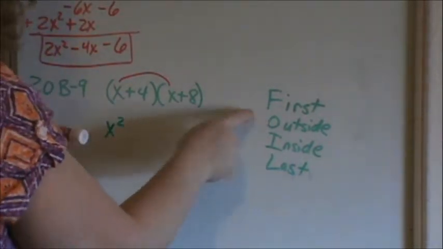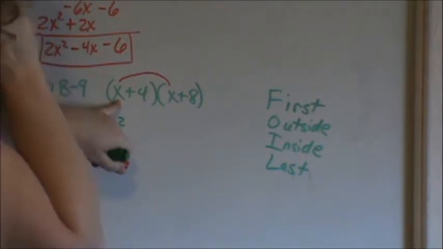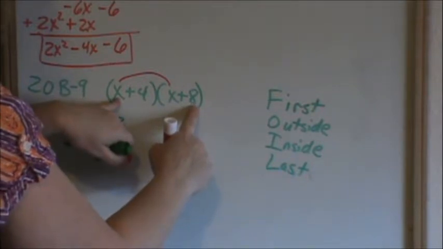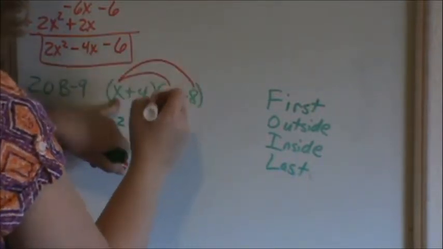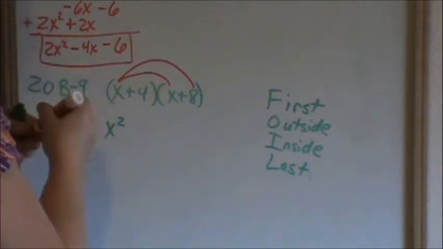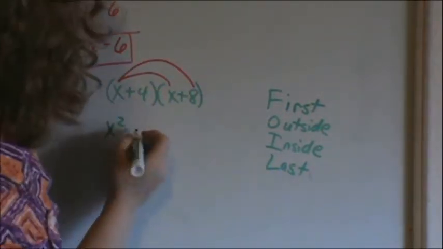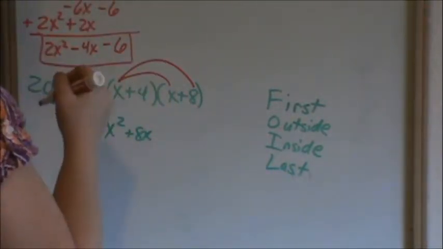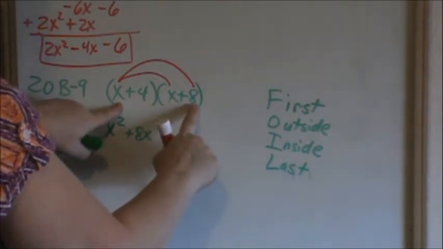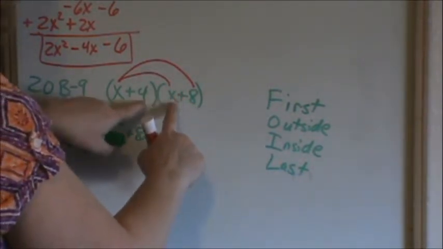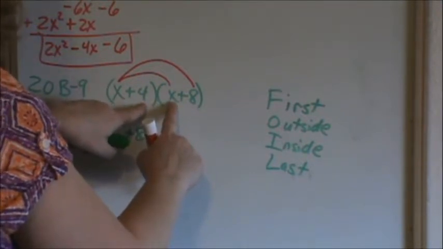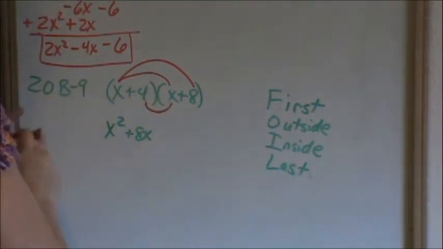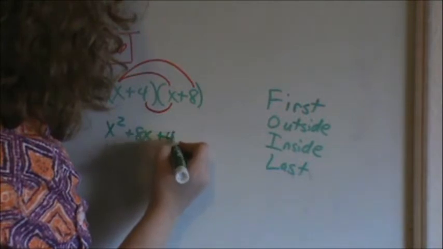The next thing we do is outside. This is the outside of this parentheses. This is the outside of this parentheses. They are the furthest outside terms. So I multiply the x to the 8. X times 8 is 8x. You will see me use these lines quite often. So we did the first terms, then we multiplied the outside terms, now we multiply the inside. These are the two most inside terms. So we multiply these two together. So a positive 4x times a positive x is a positive 4x.